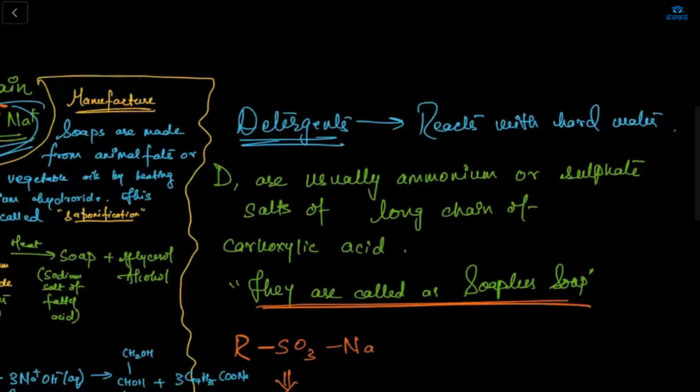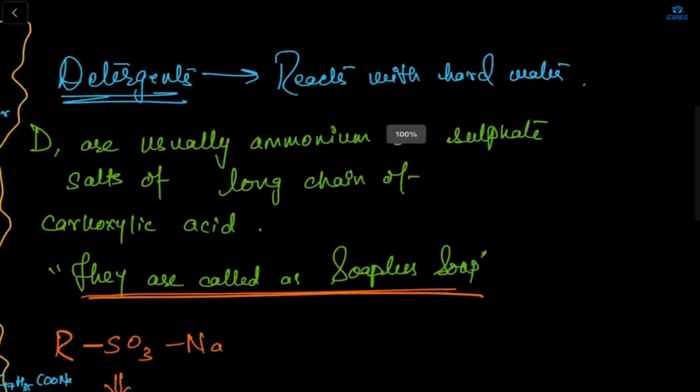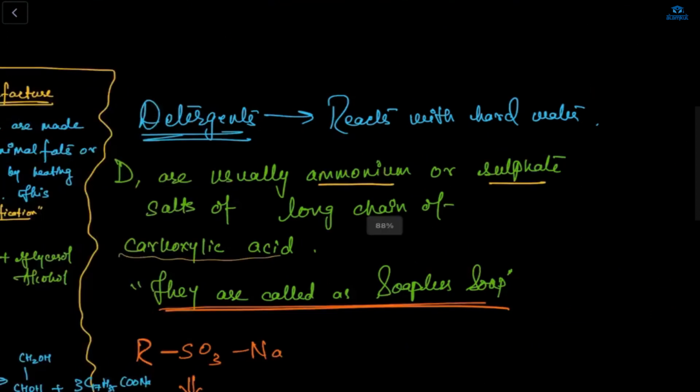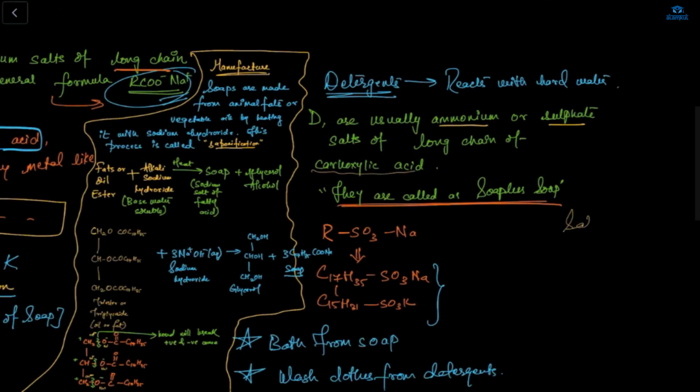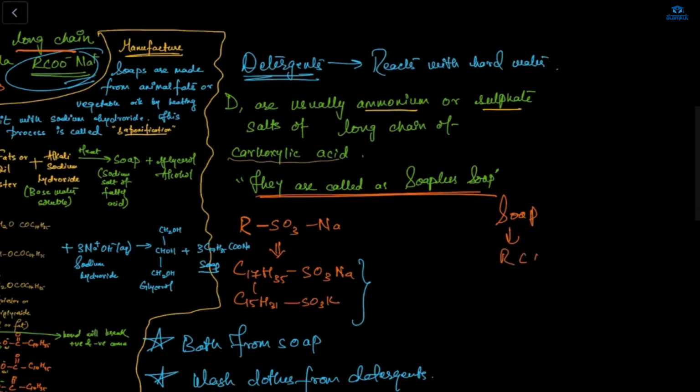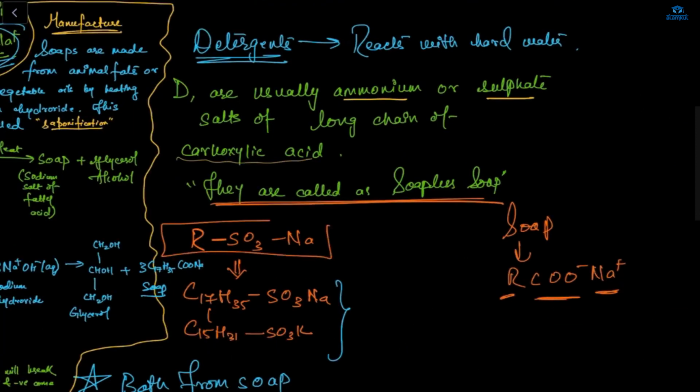Okay, so now we will see what a detergent is. A detergent can react with hard water. What is the definition first? It is usually an ammonium or sulfate salt of a long chain carboxylic acid. See here in the soap, there was RCOO minus Na plus. This was your R, carboxylic acid, and your cation. And here, this is your formula of detergent. Your R, and what is SO3? SO3 is a sulfate salt, and Na is your cation.